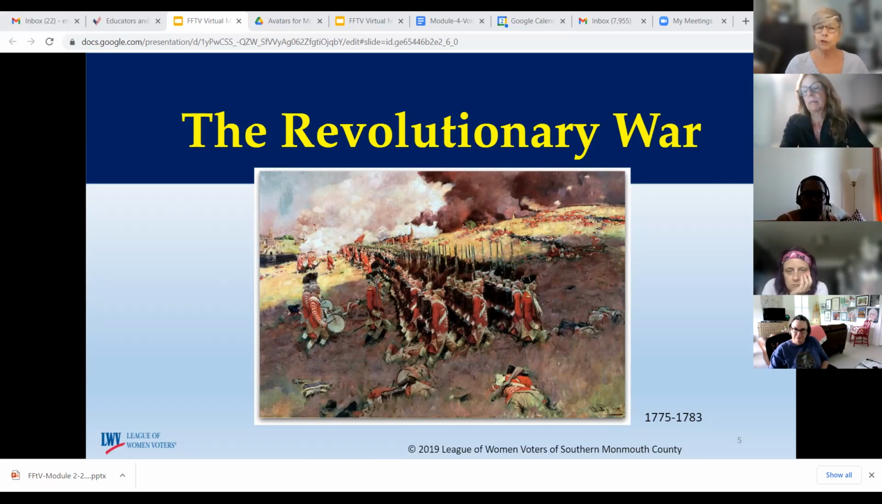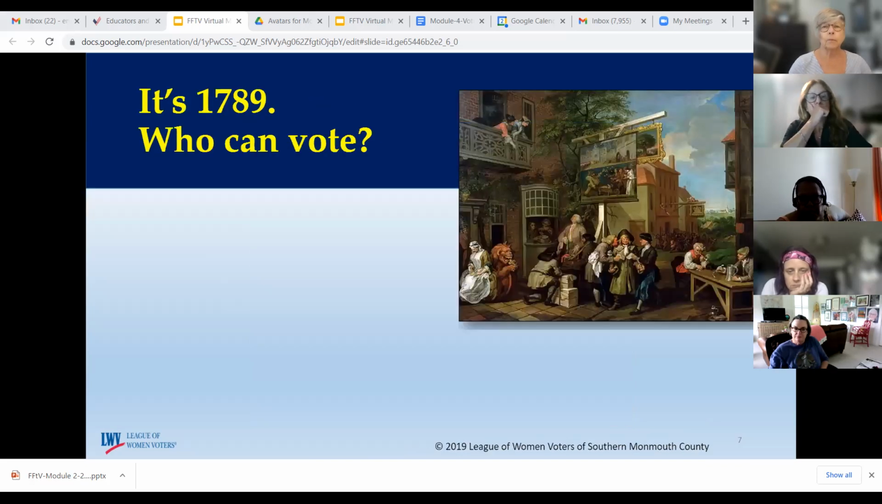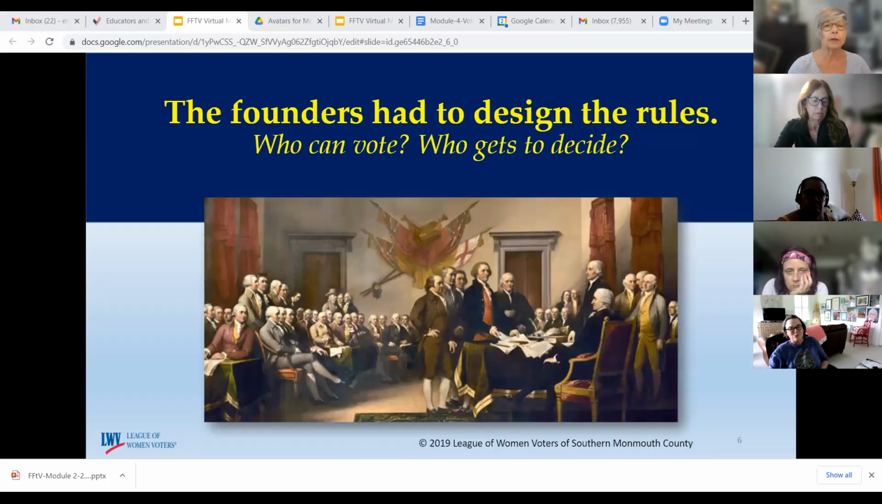Well, in the Revolutionary War, the war for the right to vote, nearly 17,000 colonists died in action. And between 8,000 and 12,000 colonists were taken prisoner of war, and many thousands of them died as well from disease. Okay, so it's 1789. The war's, oops, I think I skipped one. Sorry about that.